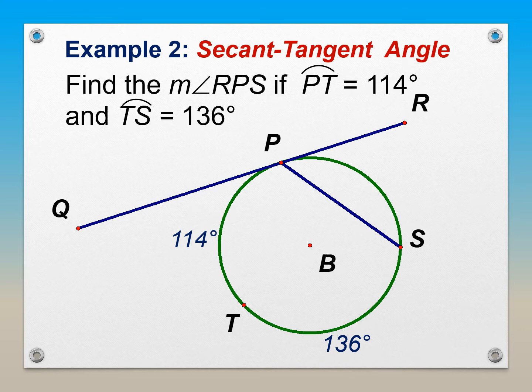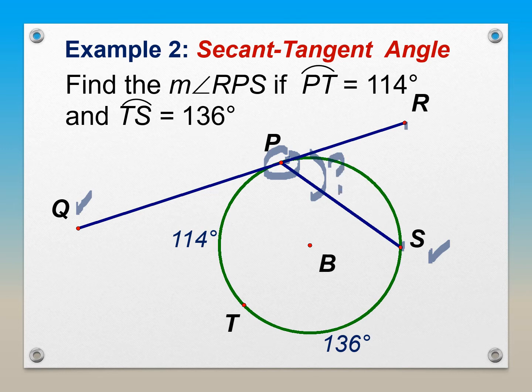Example number 2, still the application of the first theorem, when a secant and tangent intersect on the circle. Here, the secant line is secant PS and the tangent line is tangent QR, and they intersect at point P on the circle. We have to find the measure of angle RPS. This is the one that we have to look for.